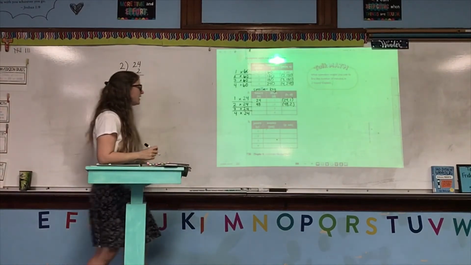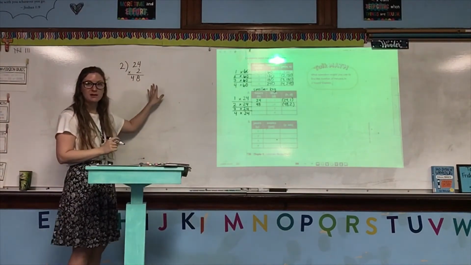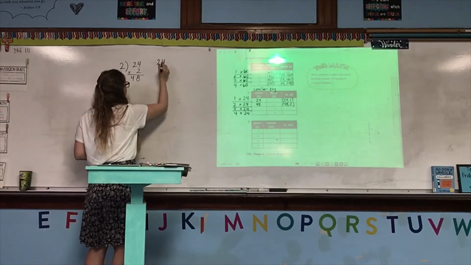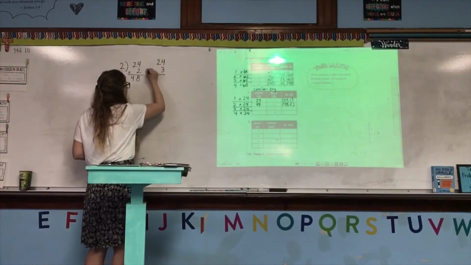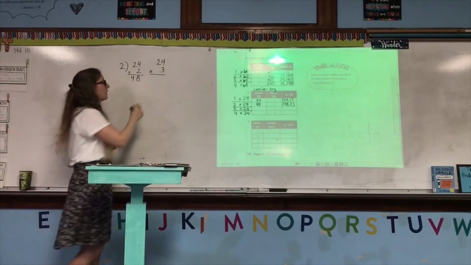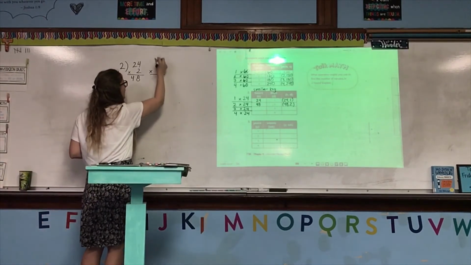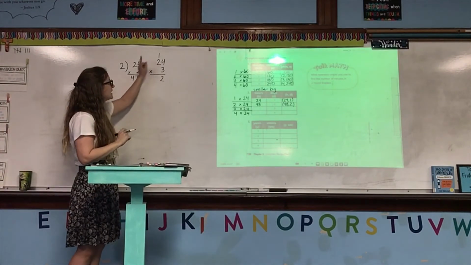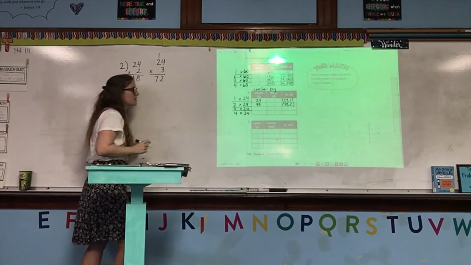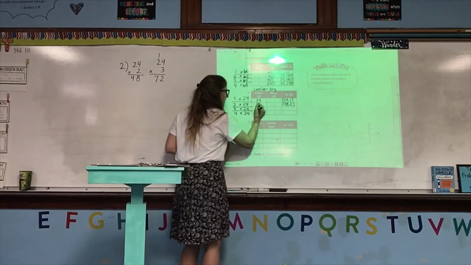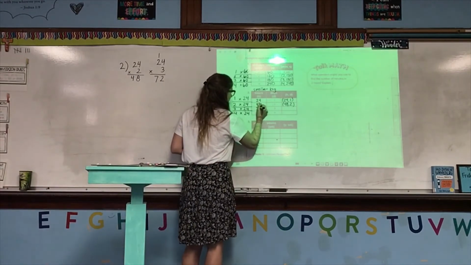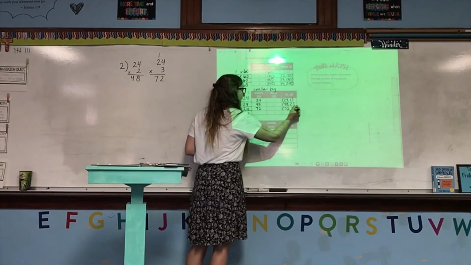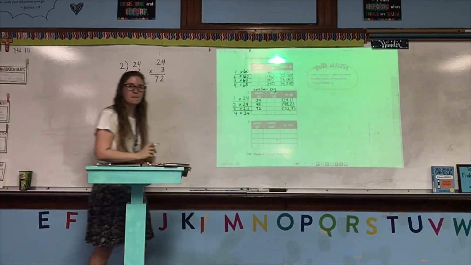Now the next one, we have 3 times 24. Again, we need to come over to our separate sheet of paper. I'm going to put the number with more digits at the top. So I have 24 times 3. 3 times 4 is 12. Regroup the 1 to the tens place. 3 times 2 is 6. Plus 1 is 7, which means that 3 times 24 is 72. So there are 72 hours in 3 days.